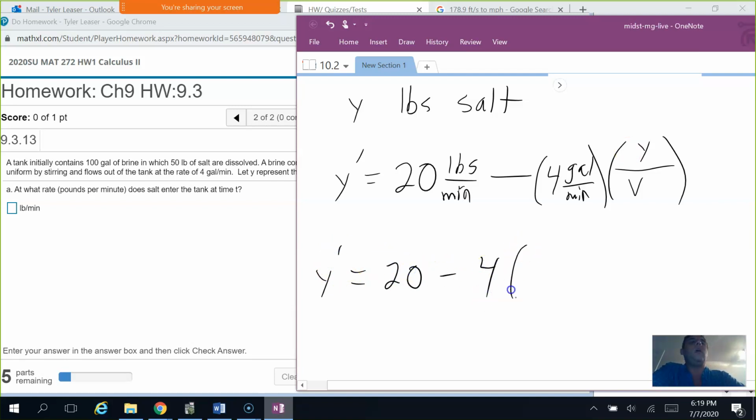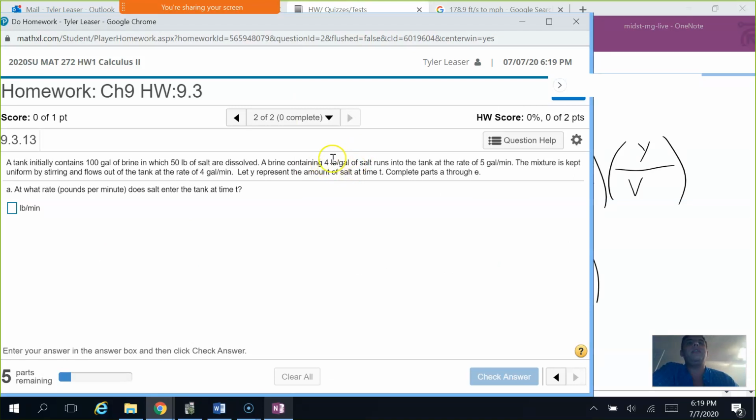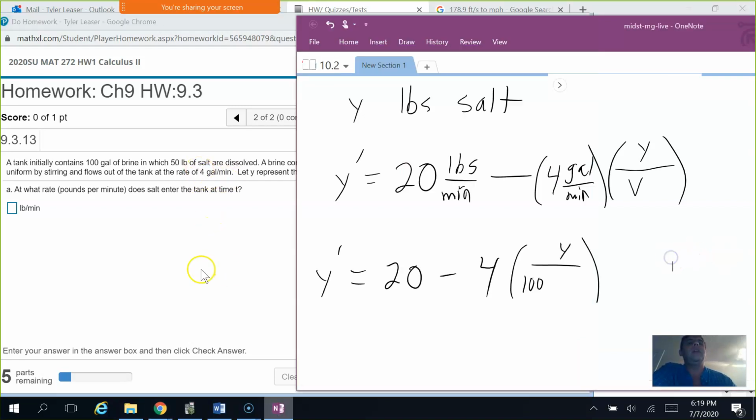So I'm going to leave the y alone, but then this volume at the bottom, initially, we have 100 gallons of substance, and then we have 4 pounds that is entering, we have 5 gallons per minute entering the system, 4 gallons per minute leaving the system. Overall, that is a change of 1 gallon per minute. So I'm just going to take that 100 of the initial amount plus t.